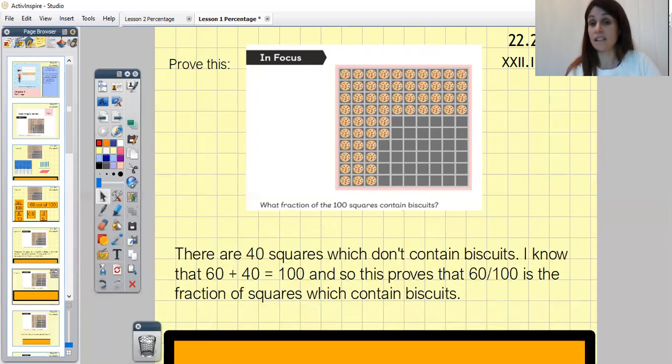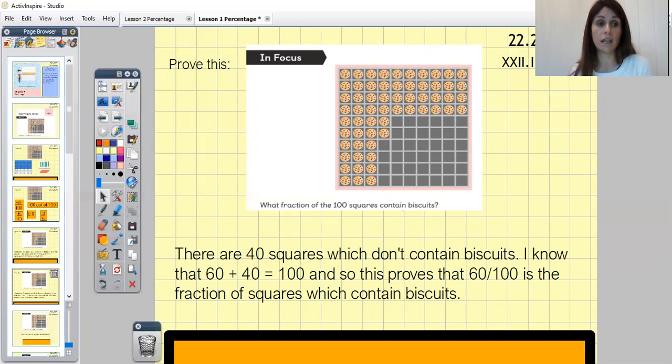Okay, here's how I decided to do it. There's no right or wrong answer, so don't worry if you didn't get the same as me. And like I say, this one isn't the easiest one to show it with anyway. But I came up with, there are 40 squares which don't contain biscuits. I know that 60 out of 40 is 100, so this proves that 60 out of 100 is the fraction of squares which contain biscuits. So that was the way that I chose to prove it.